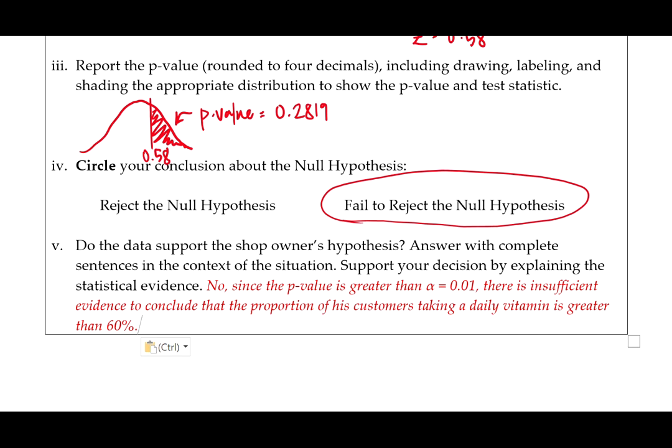So since the p-value is greater than alpha equals 0.01, there is insufficient evidence to conclude that the proportion of his customers taking a daily vitamin is greater than 60%. So no, the data do not support the shop owner's hypothesis.